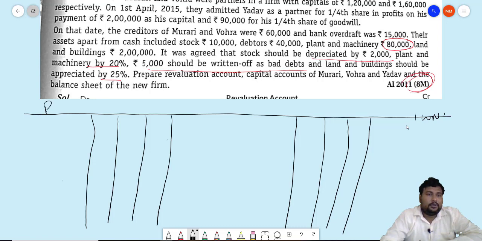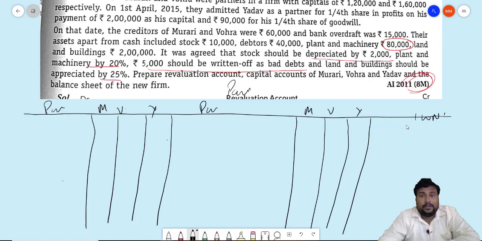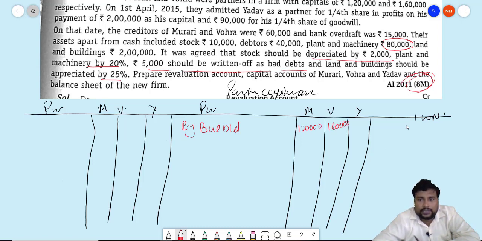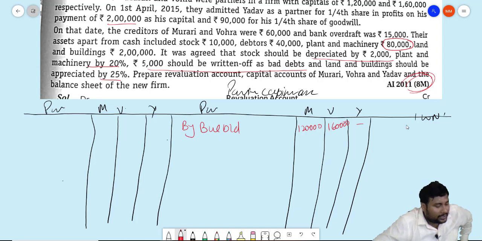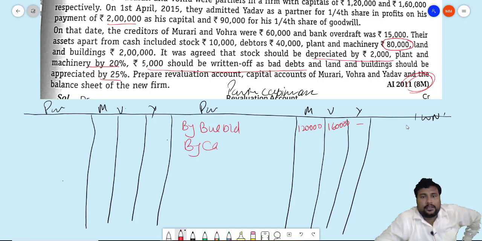Particulars: Murli ji, Vora ji, and our Yadav ji. And here we will write down the partners' capital account. First we will transfer the balance of Murli and Vora. So by balance b/d it is 1,20,000 and 1,60,000, and Yadav ji, nothing. Yadav ji brought how much amount of capital? 2 lakh. By cash account, it will be 2 lakh in the Yadav column.